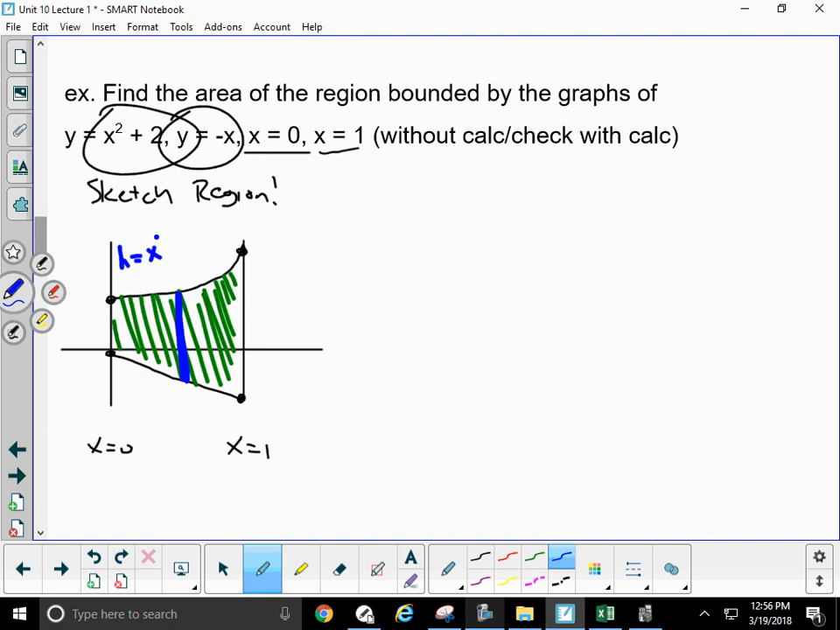Height is our top minus our bottom. Width, small change in x. I now know that this area is from 0 to 1. I am taking an infinite sum of these rectangles starting at 0, going to 1. The rectangle's height, x squared plus 2 minus negative x. The width, dx.